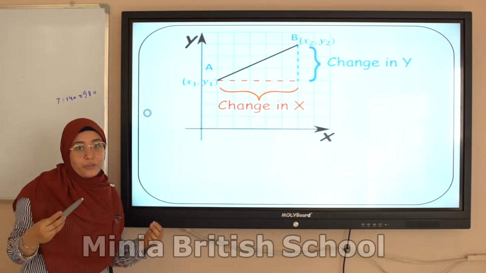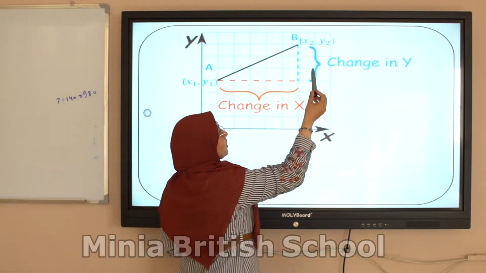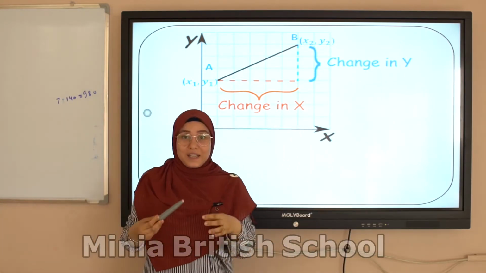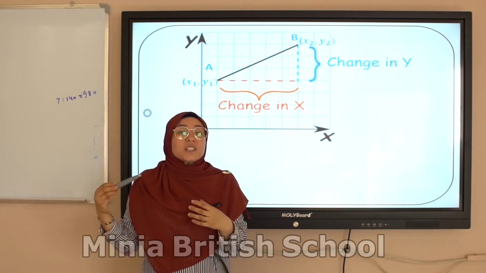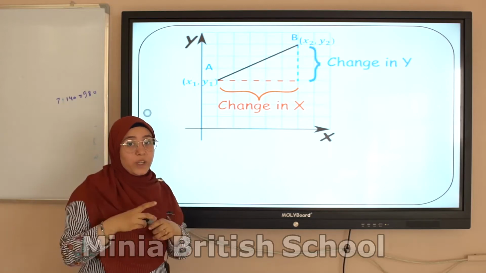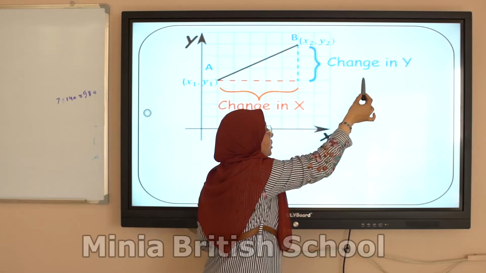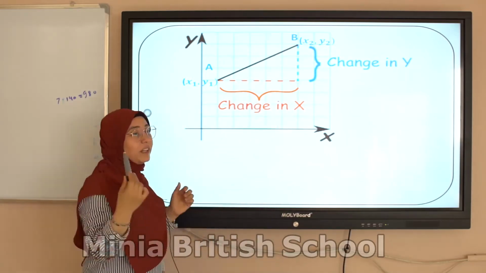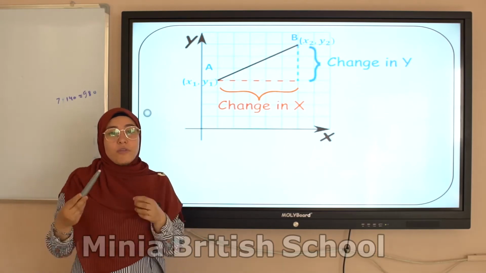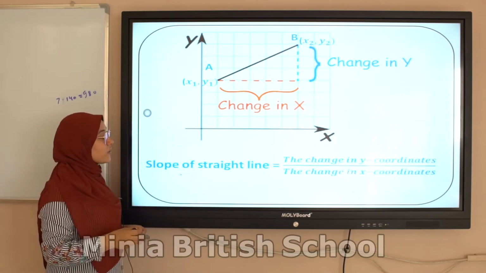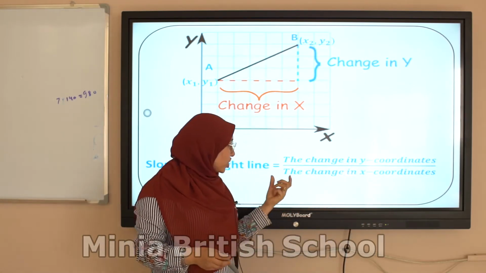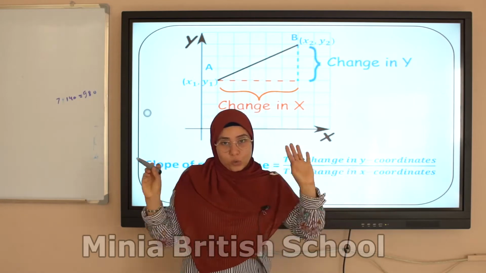The ratio of the change in the y coordinates to the change in x coordinates is called the slope of the straight line. Again, the ratio between a change in y coordinates to a change in x coordinates is called the slope of the straight line. So the slope of the straight line equals a change in y coordinates to a change in x coordinates, okay?